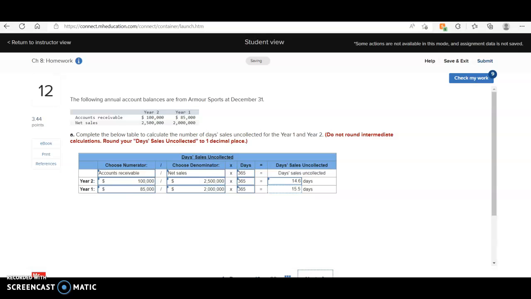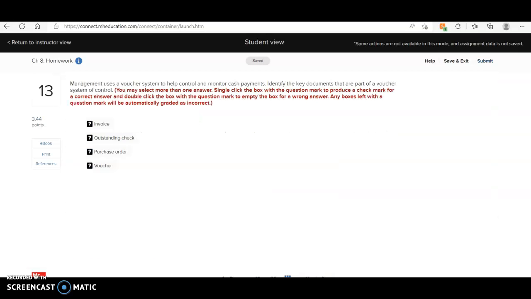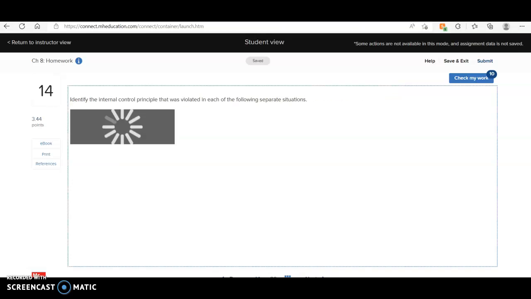All right, let's look at number 13. This one is just looking at more internal controls, and it's asking you to identify the key documents. I'm going to let you guys do this on your own. What I would say is you just have to make sure it's telling you what to do. So you can't just not click it. If it's a yes, you're going to click as a positive. If it's a no, you're going to leave it blank, but you have to click. If you leave the question mark, it's going to think that it's blank. So I'll let you guys do number 13 on your own.